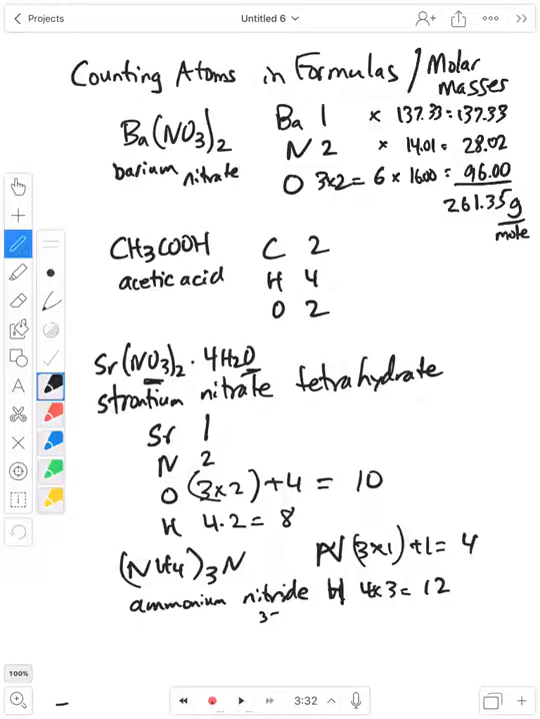For acetic acid, we've got two carbons times 12.01, hydrogen 4 times 1.01, and oxygen 2 times 16. We add those all up, we will get 60.02. Messed up, didn't I?